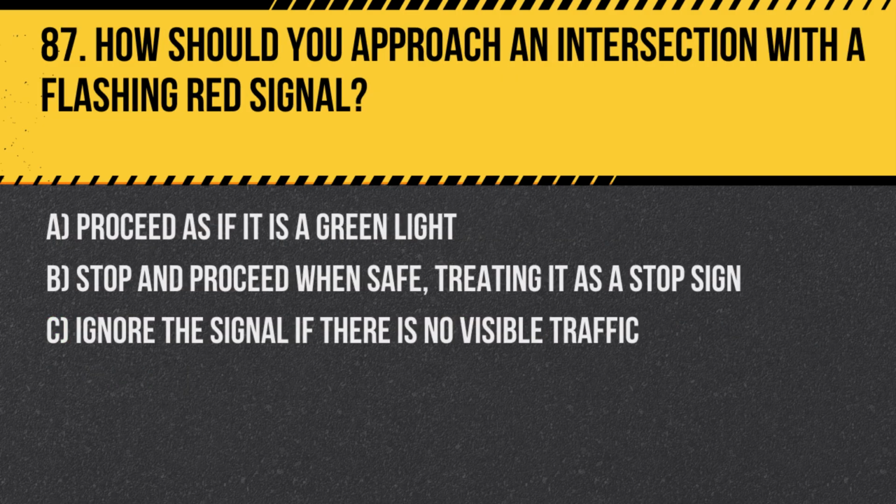Question 87. How should you approach an intersection with a flashing red signal? A. Proceed as if it is a green light. B. Stop and proceed when safe, treating it as a stop sign. C. Ignore the signal if there is no visible traffic. Answer: B. Stop and proceed when safe, treating it as a stop sign. A flashing red signal at an intersection acts as a stop sign. Drivers must come to a complete stop and only proceed when the way is clear and safe.